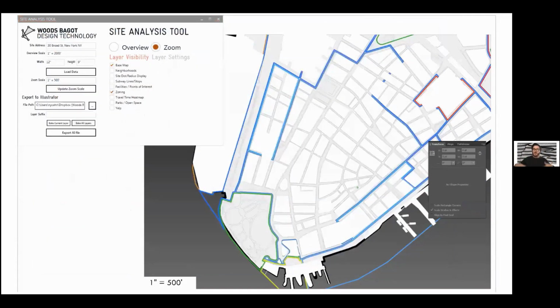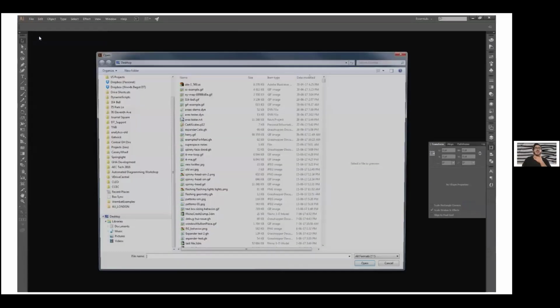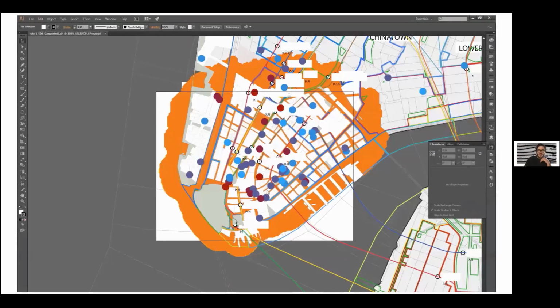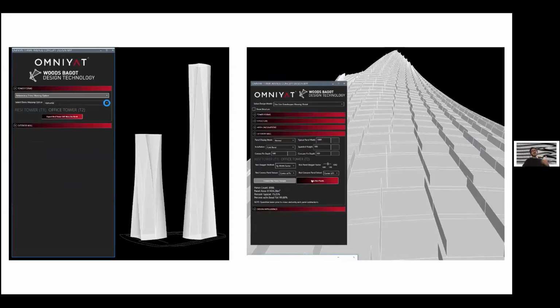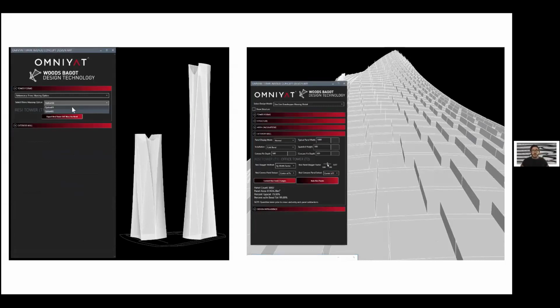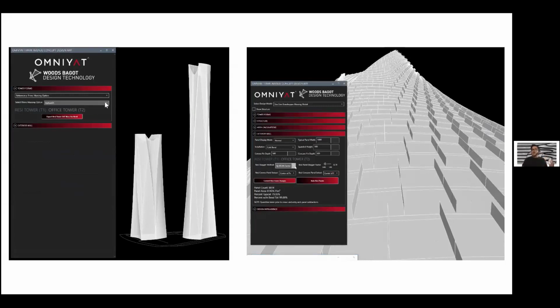It was a repeatable process that we were doing over and over again. Things always get a little more difficult when we wanted to apply this to a specific design project. So this is a Human UI that was created by my colleague Brian Ringley at Woods Bagot. And this was a tool that allowed various kinds of design studies for this tower project.